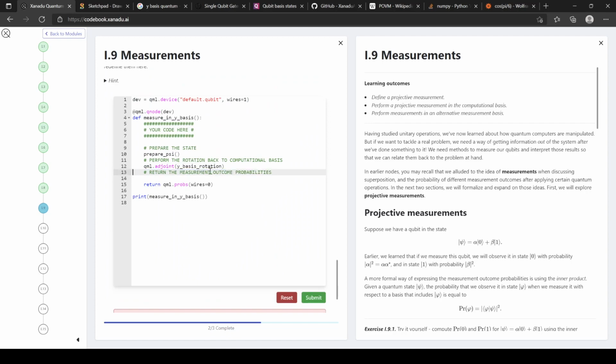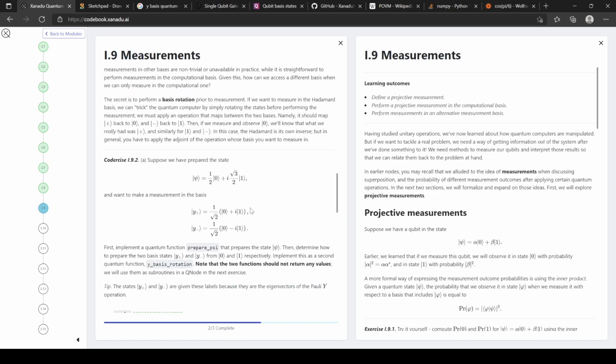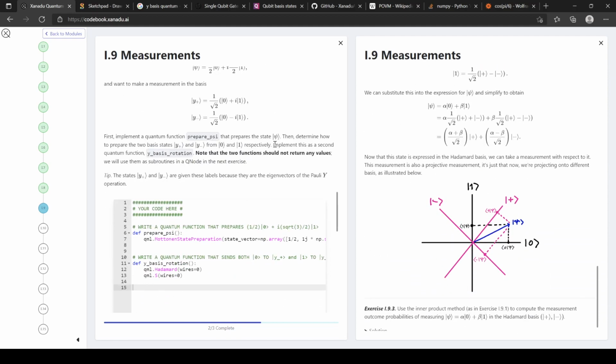I do not understand what is going wrong right now. Prepare the state, rotation back to computational basis state. Oh, this is very... there's something that I'm just missing here, and it's very frustrating. I'm sure it's just because I'm not reading something. Okay, well, I don't think I'm going to get it by just sitting here.